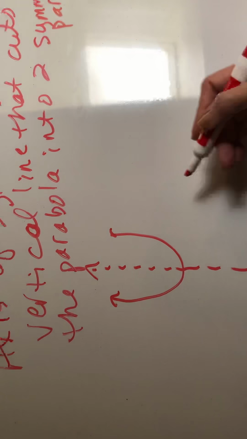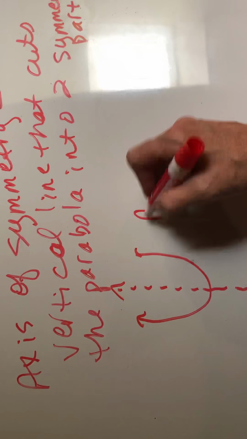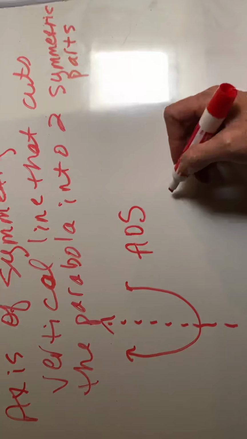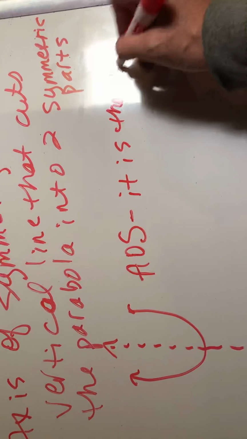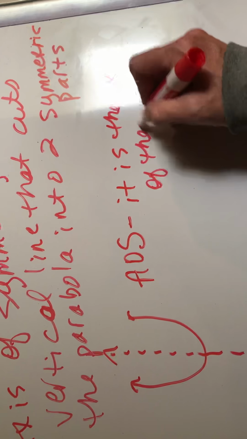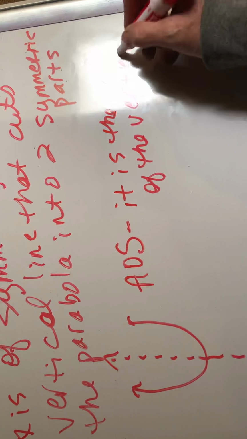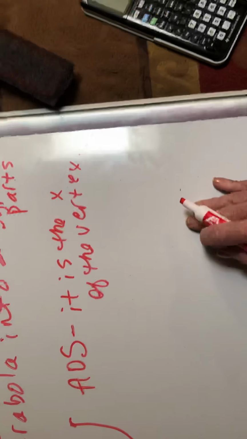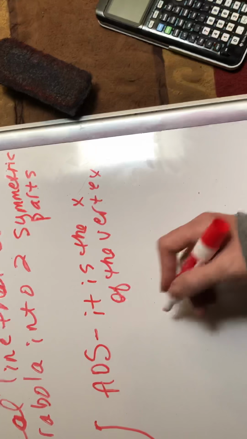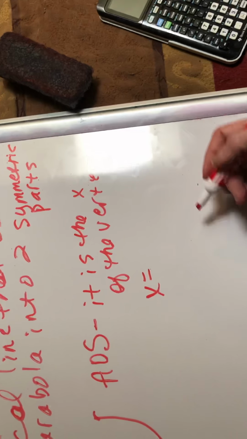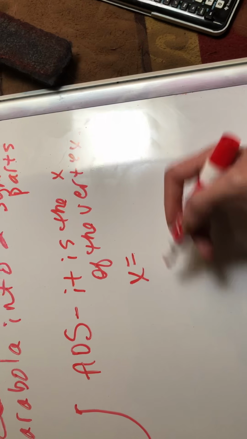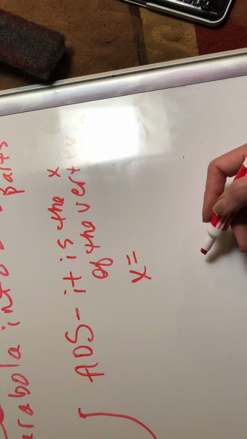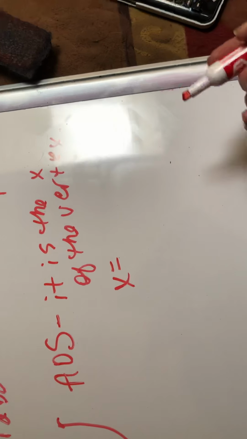So there are several different ways to find your axis of symmetry. One way to find the axis of symmetry, which I'm going to write as AOS, is that it is the x of the vertex. So if you find the vertex, your axis of symmetry is just the x of your vertex. And you'd have to put x equals something, because it's a vertical line, so you've got to put a linear equation. You have to put x equals. So that's one way to do it.